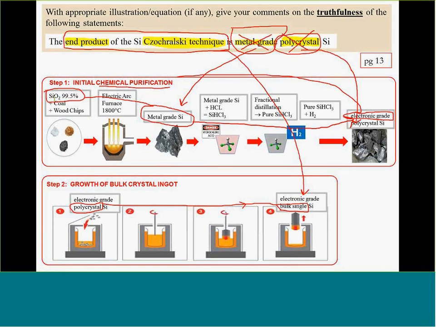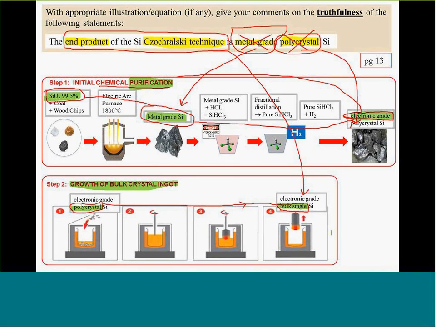Okay, so it's from here to here. Yeah, it's about purification. So the first step is about purification, where you get your electronic grade. Now for the second step, yeah, it's about the growth, where it goes from polycrystal into bulk single crystal. So now you see, from each of the steps, what is the function of it.